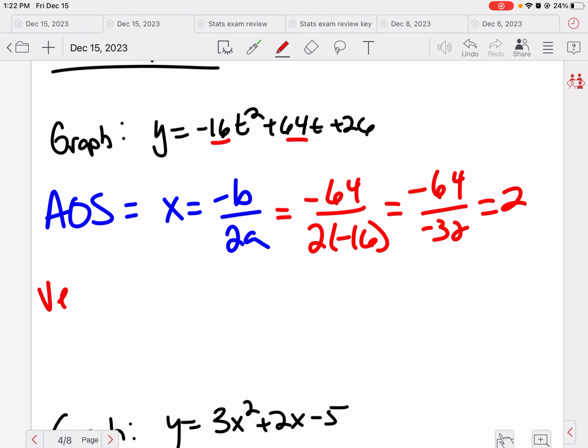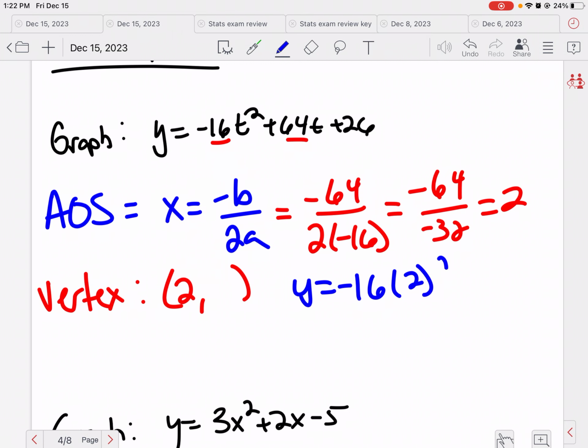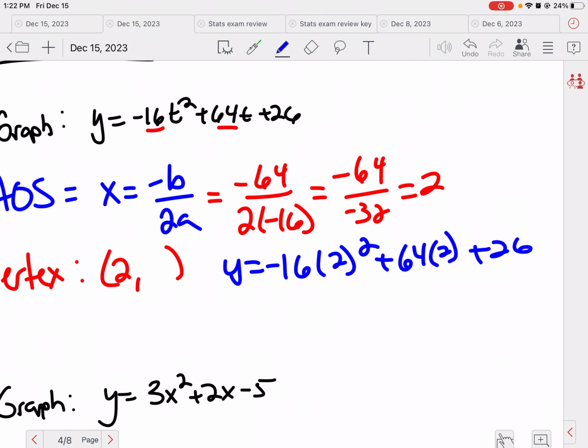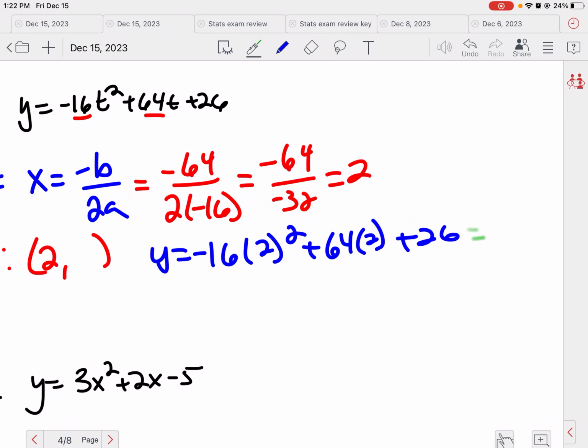Once I know my axis of symmetry, I can find my vertex. So I know my vertex is 2 comma something, but I need to find that y value. So I'm going to go ahead and plug that in. So I have y equals negative 16 times 2 squared plus 64 times 2 plus 26. Now I'm just going to type exactly what I see right here in the calculator. So I'm going to have negative 16 parentheses 2 squared plus 64 times 2 plus 26 would equal 90.